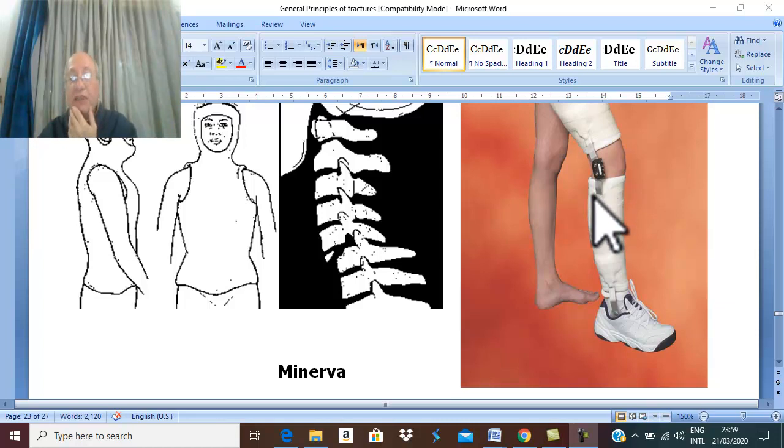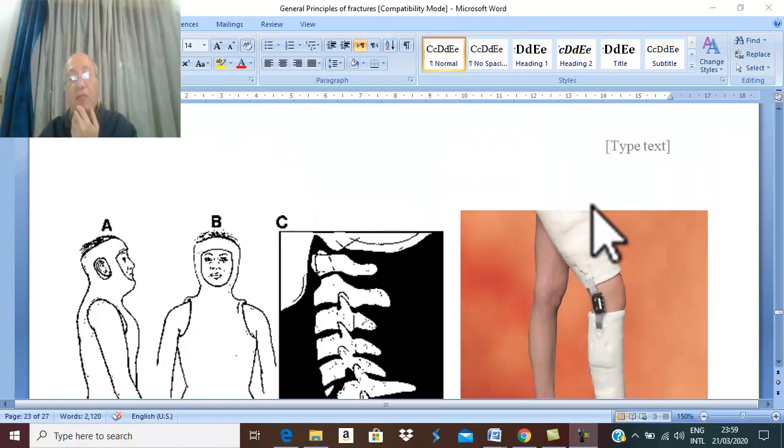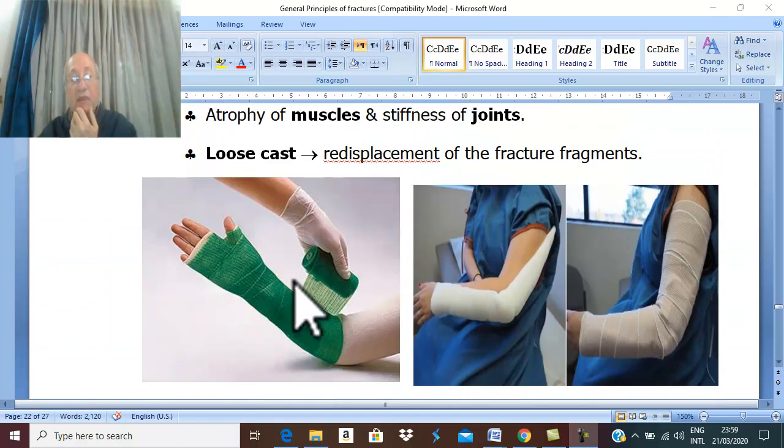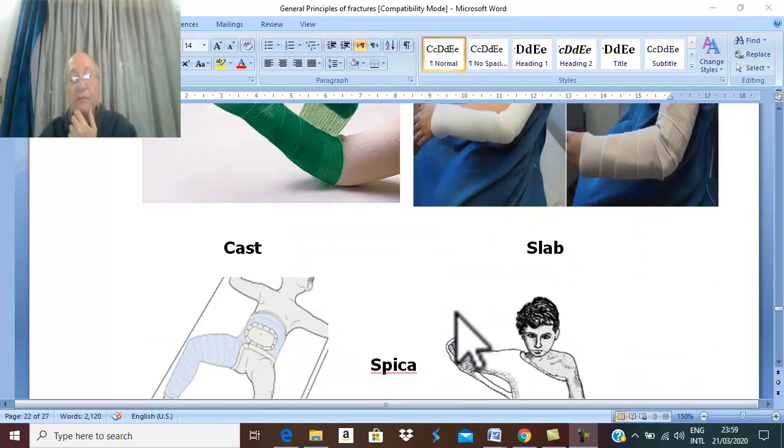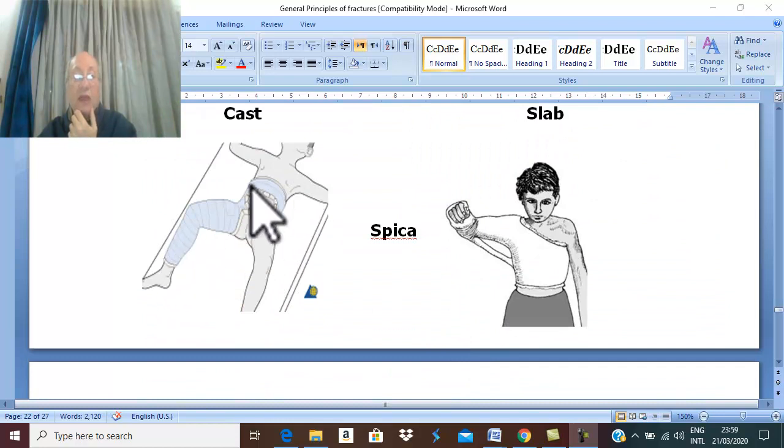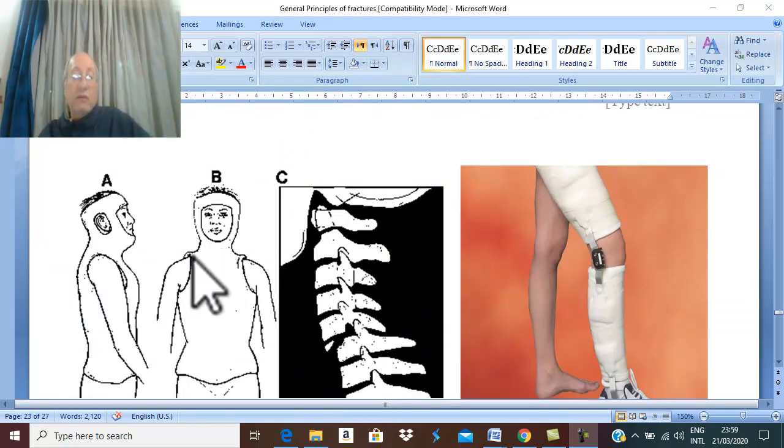Okay, these are the different shapes of plaster of Paris. If surrounding the whole circumference of the limb, it is called a cast. Applied to one aspect of the limb, it is called a slab. Limb and part of the trunk fixed, it is called a spica. Hip spica or shoulder spica for the upper limb. Or collar, or jacket, or Minerva, and cast brace. What is the duration?